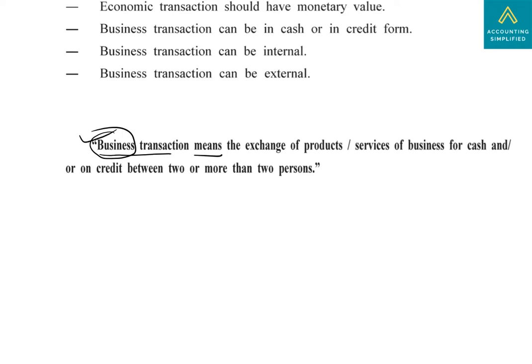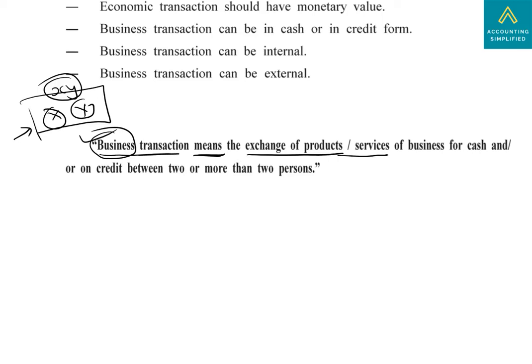This is a business transaction. Business transactions means a business that you and I are owning. For example, in the whole example, we need to learn with X and Y. I am X, you are Y. And we have one partnership firm which is called XY firm, right? So we are thinking about this firm. So business transactions means exchange of products or services of a business for cash or on credit between two or more persons, right?